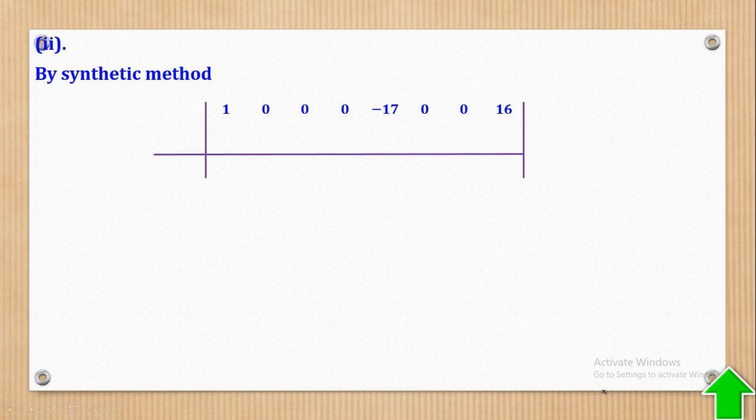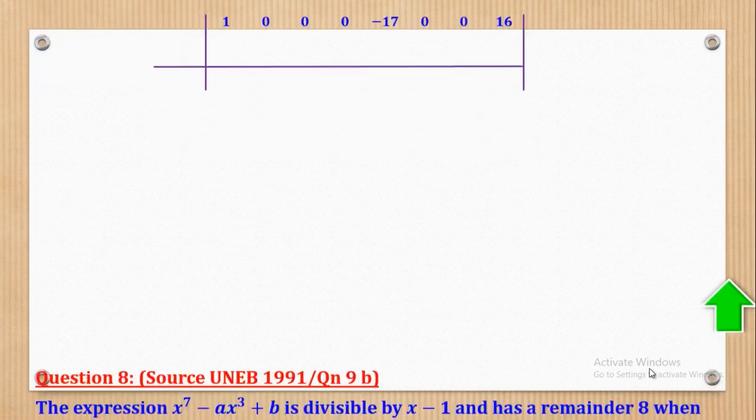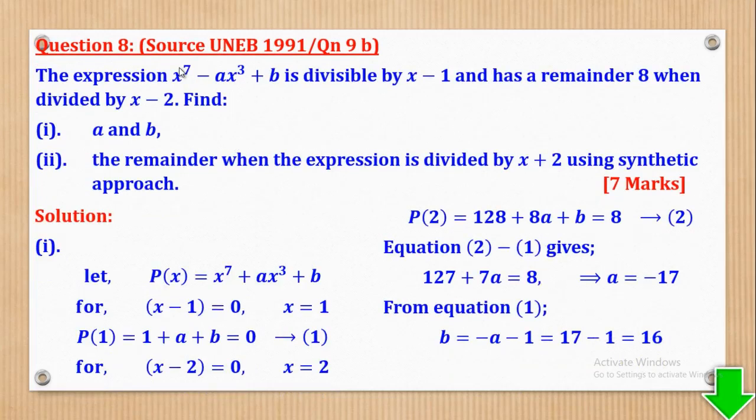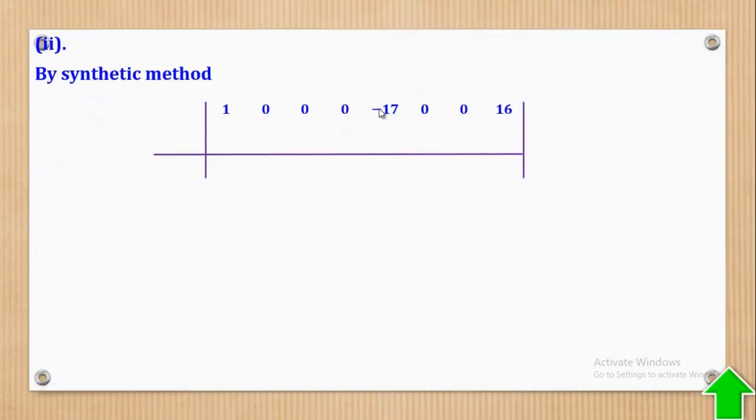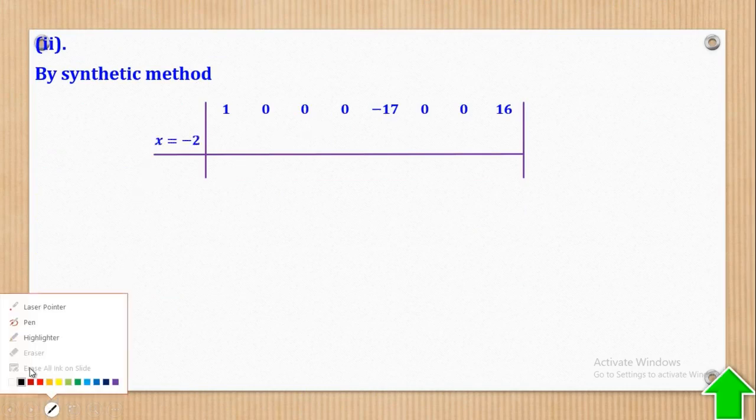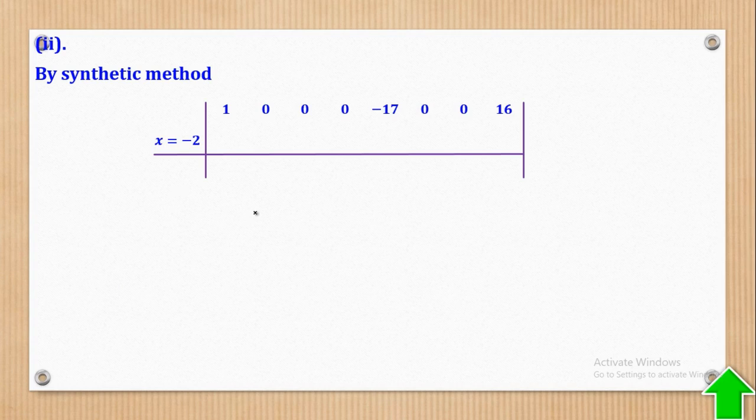So when you look at this, we only have x power 7, x power 3 and a constant. That is why this is x power 7, x power 3 and a constant. The rest are zeros. Then we have x equal to negative 2 as the root. Therefore, the procedure remains the same. Bring this one here to come up with that one.